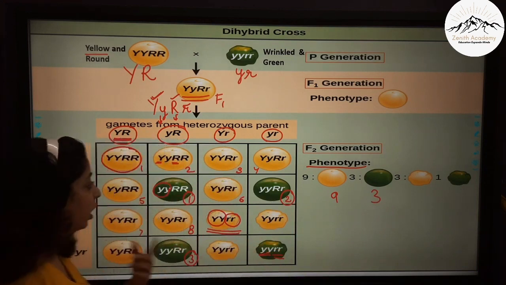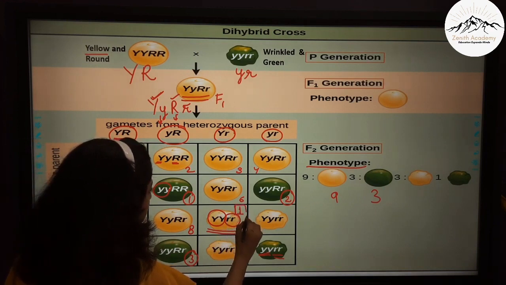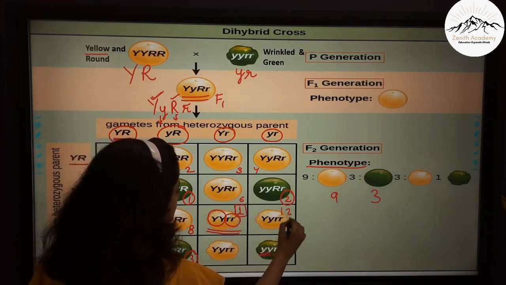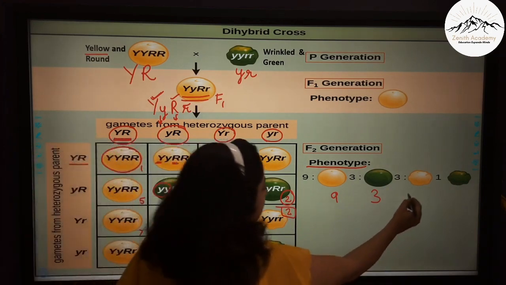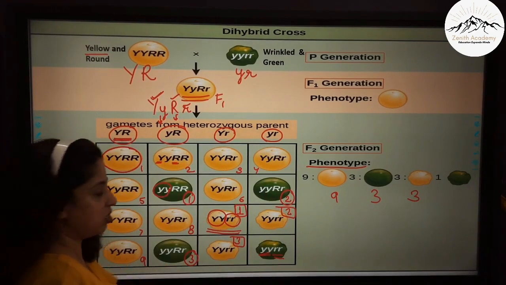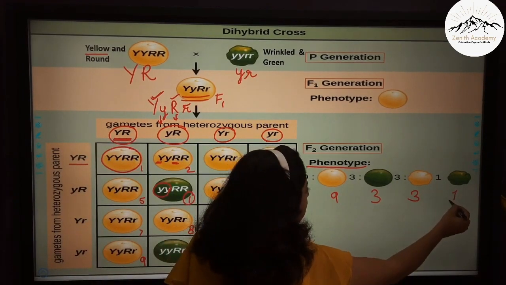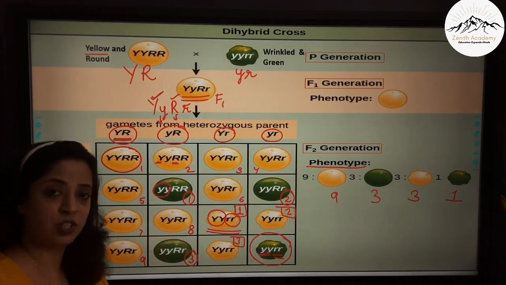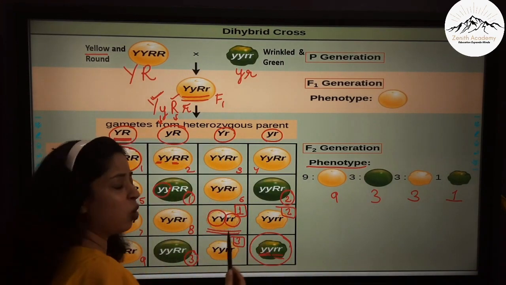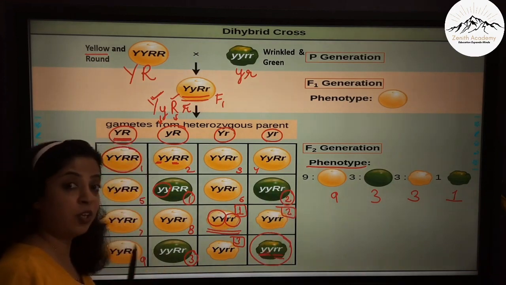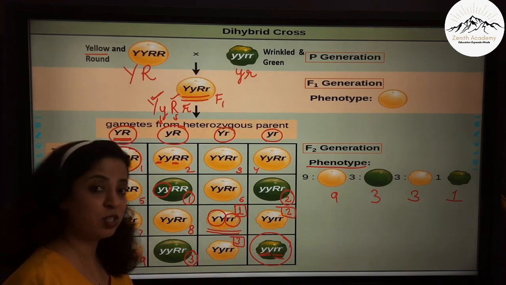Then yellow and wrinkled. So where are yellow and wrinkled? This is 1 yellow and wrinkled. This is 2 yellow and wrinkled, and there is 1 more yellow and wrinkled. So this is also again 3. And you will see that both the recessive traits, that is wrinkled and green, is seen only in 1. So 1. So that is why the phenotype ratio becomes 9:3:3:1. Remember that whenever you are writing the ratio, above it you should also write which character it is, so that you are very sure that you have not mixed the variations. It is easier for the examiner also to check.